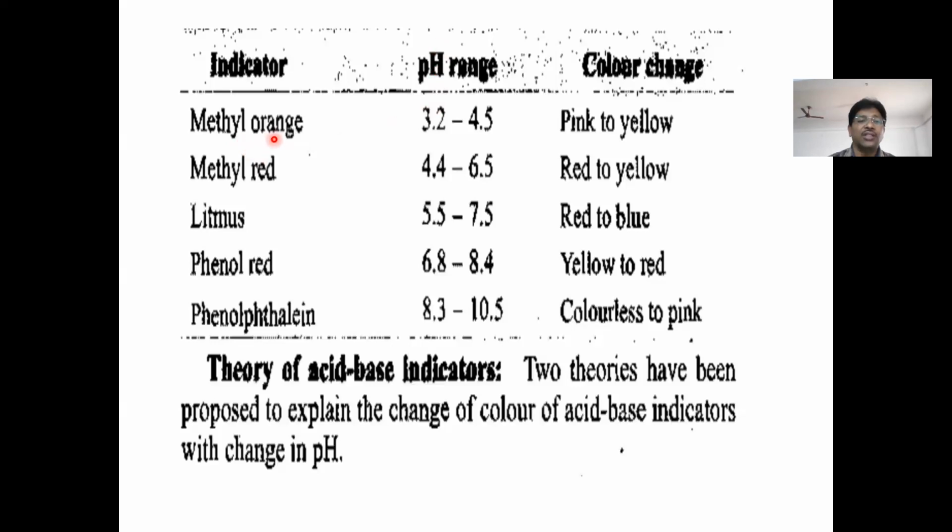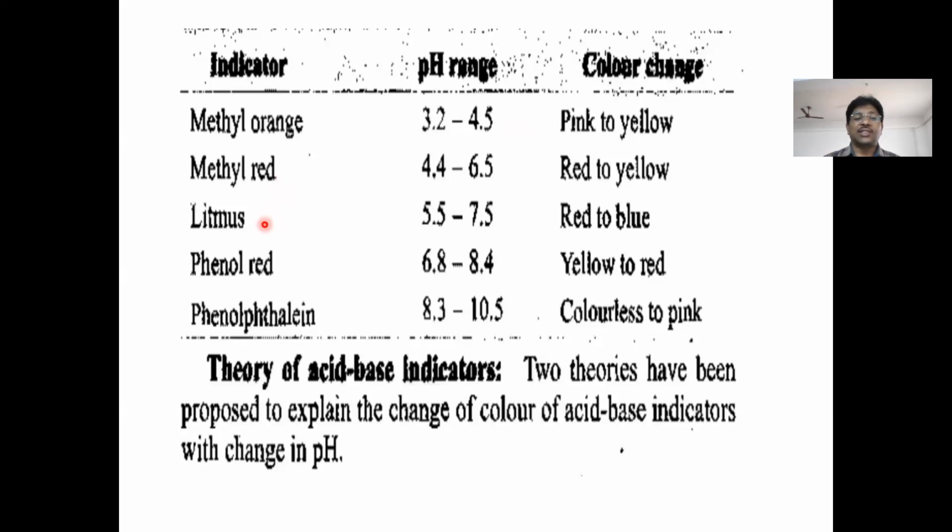Suppose you take methyl orange. Methyl orange has the pH range between 3.2 and 4.5, and the color change is pink to yellow. That means in basic medium it will be yellow in color, and in acidic medium it will be red. Actually, pink means red. So it is given as pink here, but it is red. Like that, the color change will be observed.